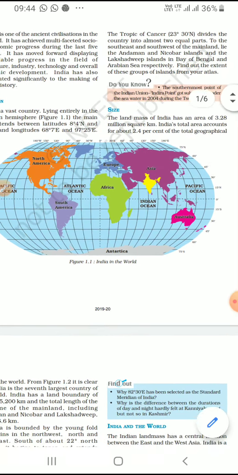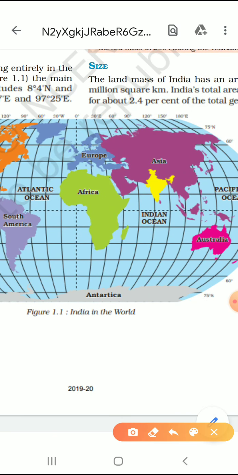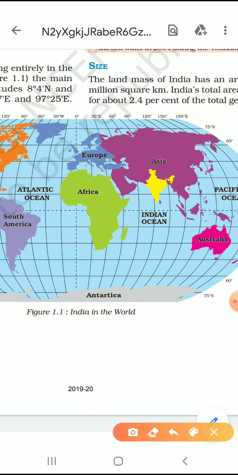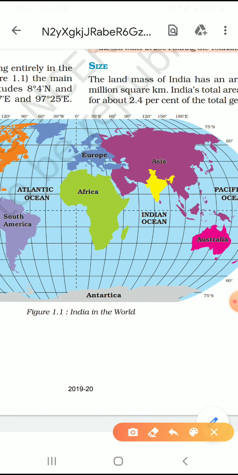Okay, now moving on to the world map. If you see in the world map, since ancient times, India has a central location in Asia. This is your Asia, and India is centrally located in Asia. And because of this important position, it has important connections with Europe through ocean routes. And because of this, trade has happened between Europe and Asia. Similarly, even in Asia, because of the central position, it has important relations with other countries of Asia.